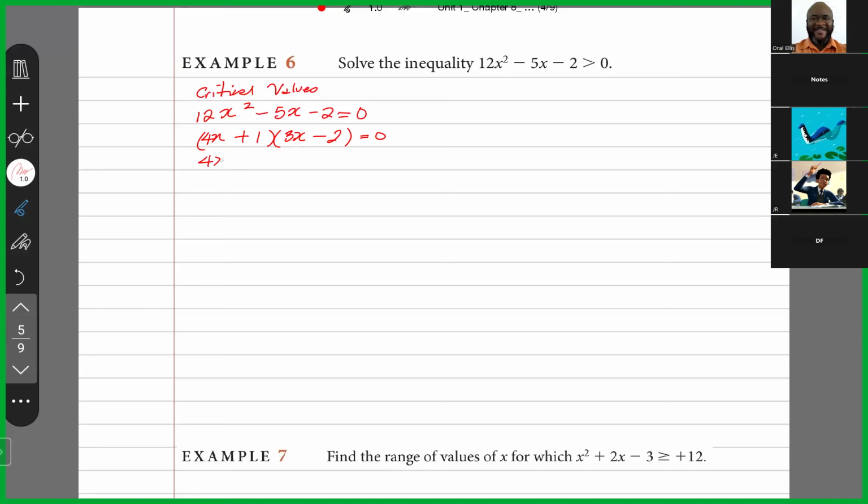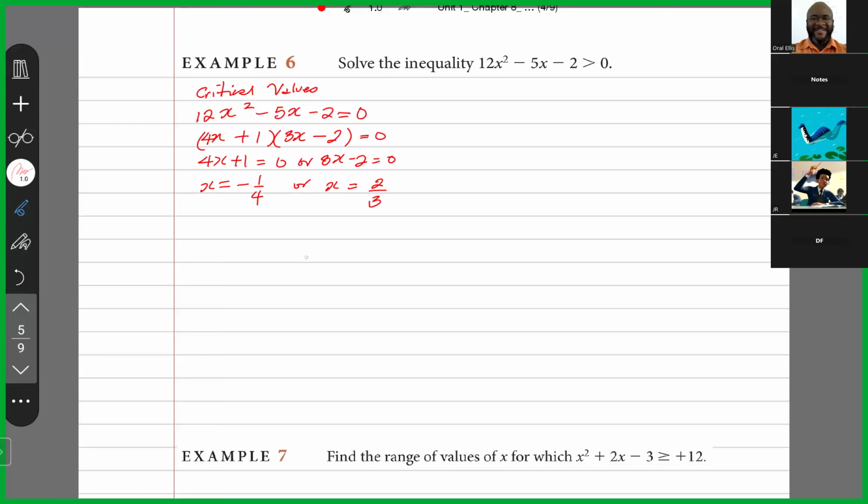So 4x plus 1 is equal to 0, or 3x minus 2 is equal to 0. So x is equal to minus a quarter, or x is equal to 2 over 3. All right, those are my critical values.